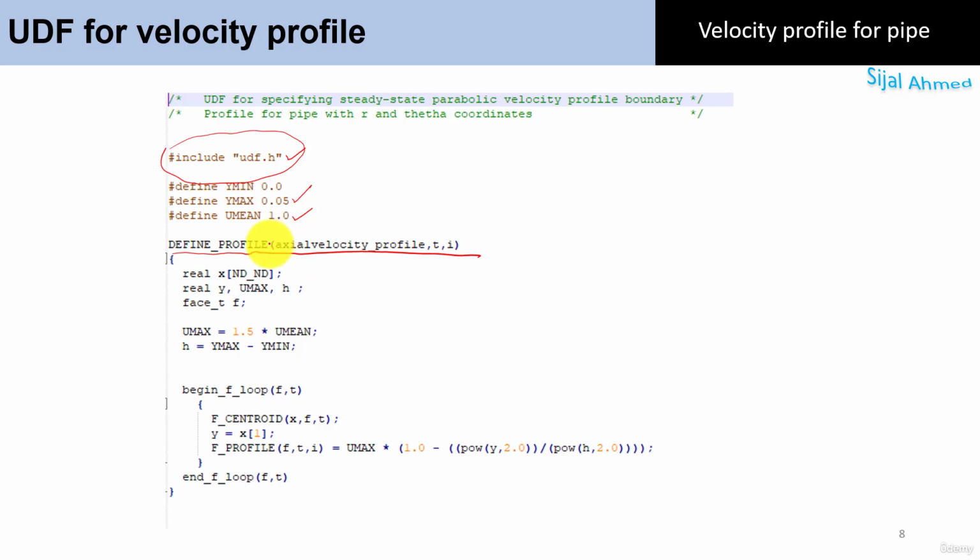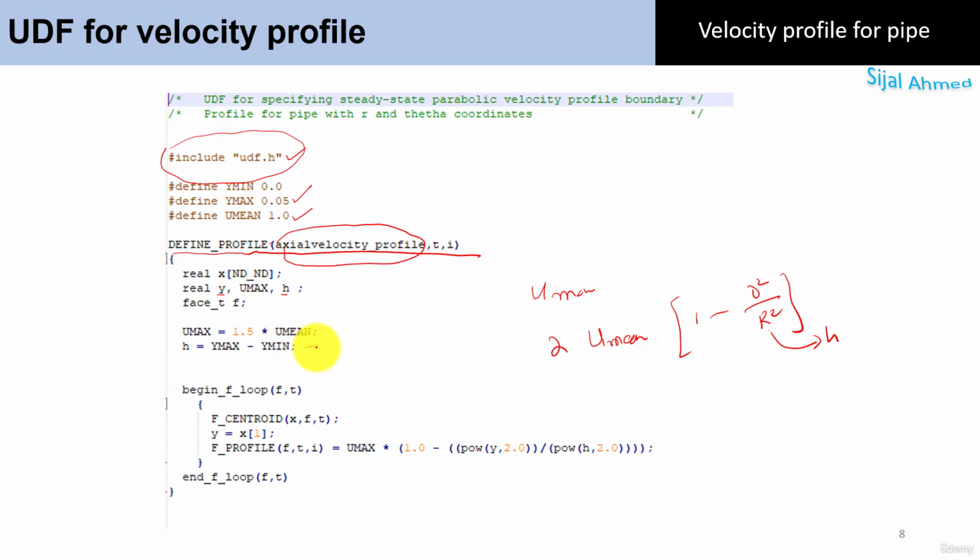So this is the name of your profile. This is the axial velocity profile. This is t and i. This is for the dimensions. Okay, so we define the one vector x and d. This depends on the number of nodes or number of cells on that particular boundary condition. So we define the real y, real h. So simply put, this equation is u maximum, which is 2 times the u mean, and in the bracket this is 1 minus r square upon R square. So this r is denoted by h, which is y maximum minus y minimum.